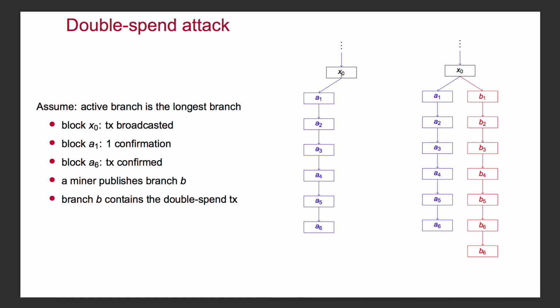So in a bit more detail, in Bitcoin we have a 6 confirmation rule. Suppose there is a transaction in block A1 which gets confirmed in block A6, and then whoever sent the transaction can exchange it for goods or services. Then the attacker publishes another branch which does not contain this transaction at all, and the effect of the transaction gets nullified, and he can spend his coin in this B branch. So that's the idea of a double spend attack.